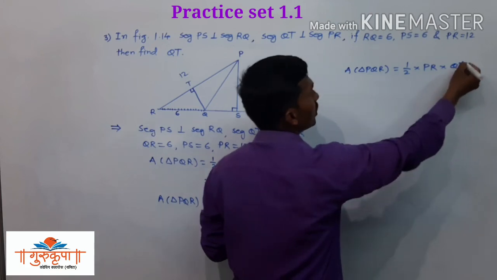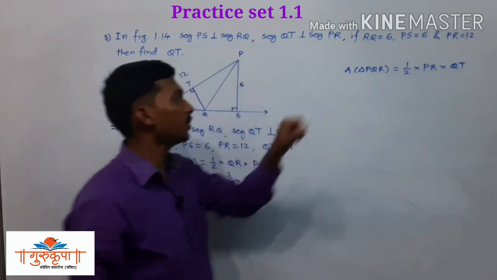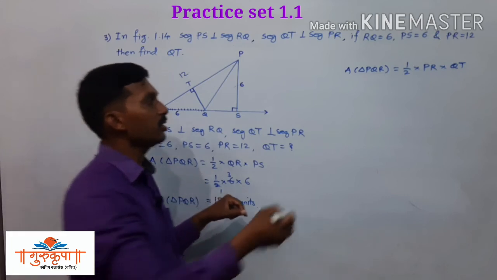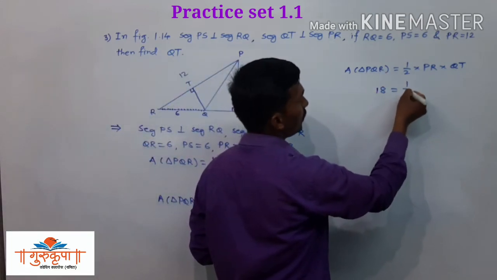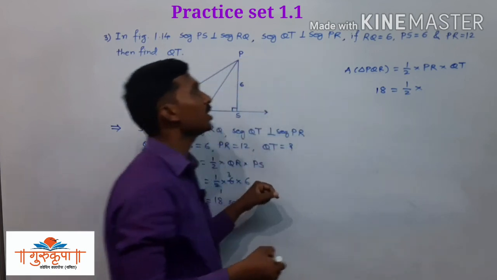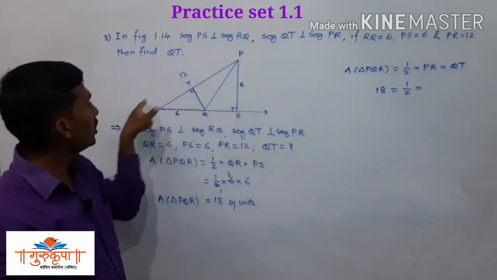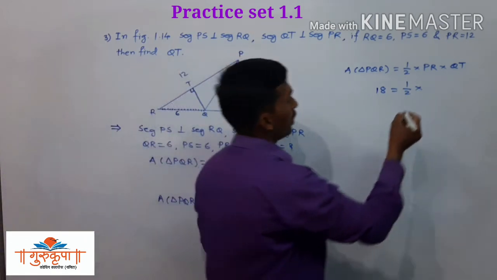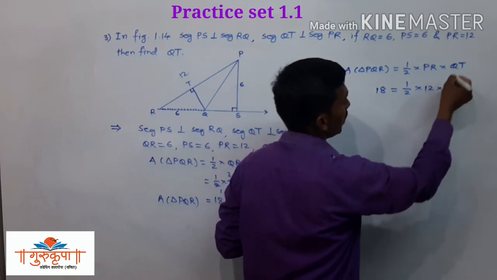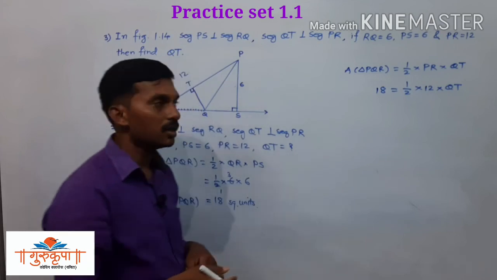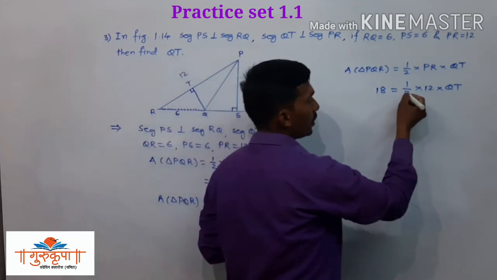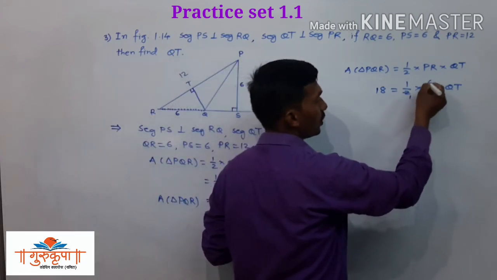Now put the values here. We know the area of triangle PQR, it is 18. So we put 18 here. It is equal to half into, we know the length of segment PR, that is given, it is 12 units. So we put 12 here, and this QT remains as it is because we have to find it. Now you can divide this 12 by 2. 2 1s are 2, 2 6s are 12.